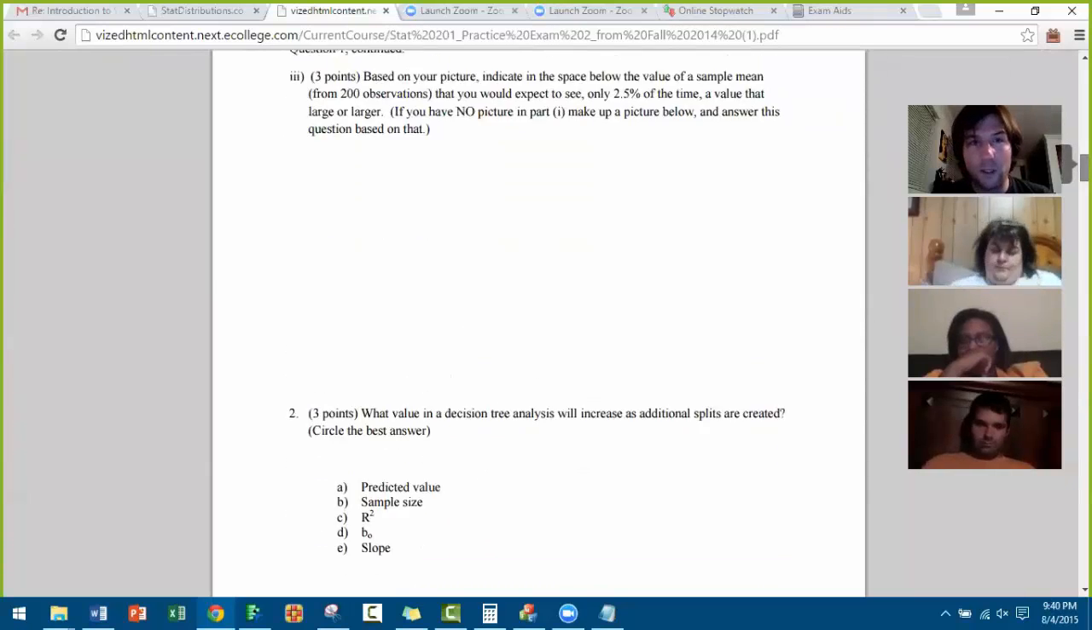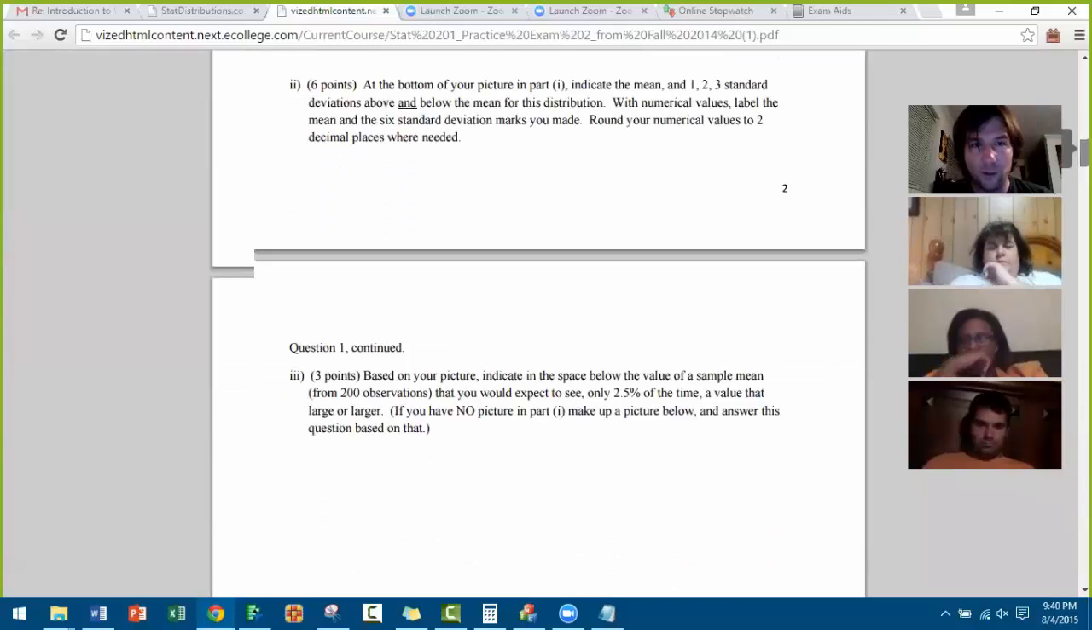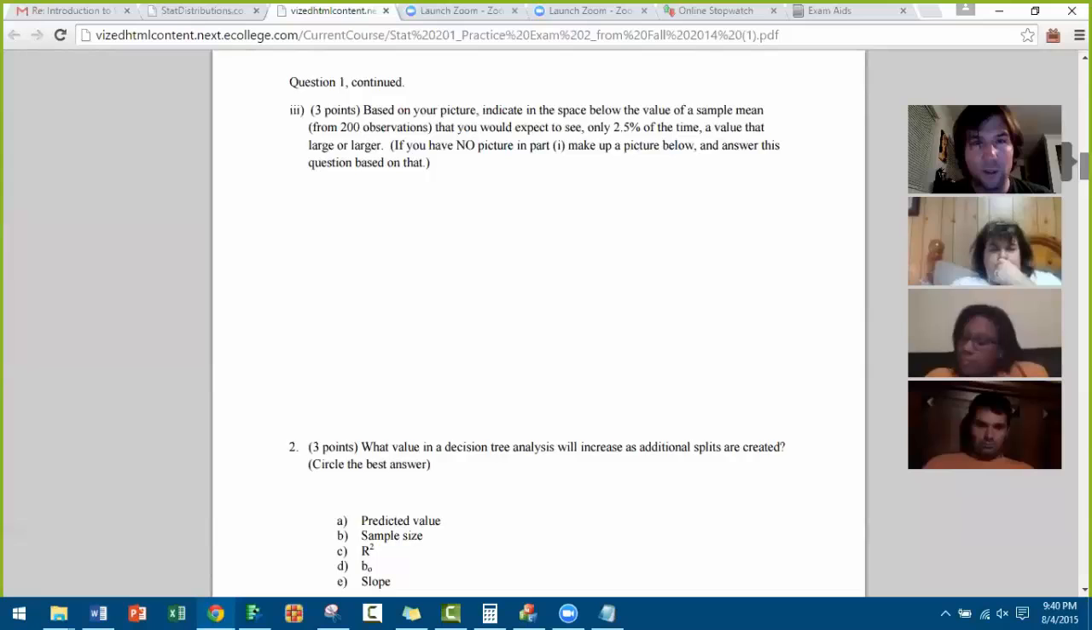What value in the decision tree? Decision tree stuff? Decision tree stuff's old for us. We did decision trees on the last test.